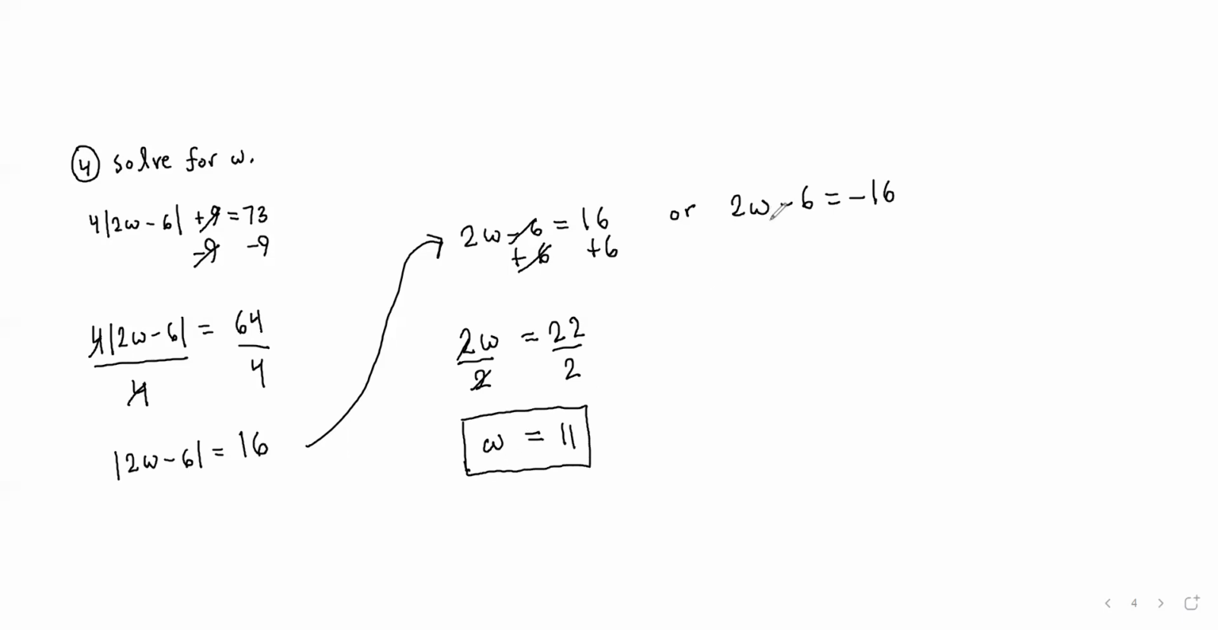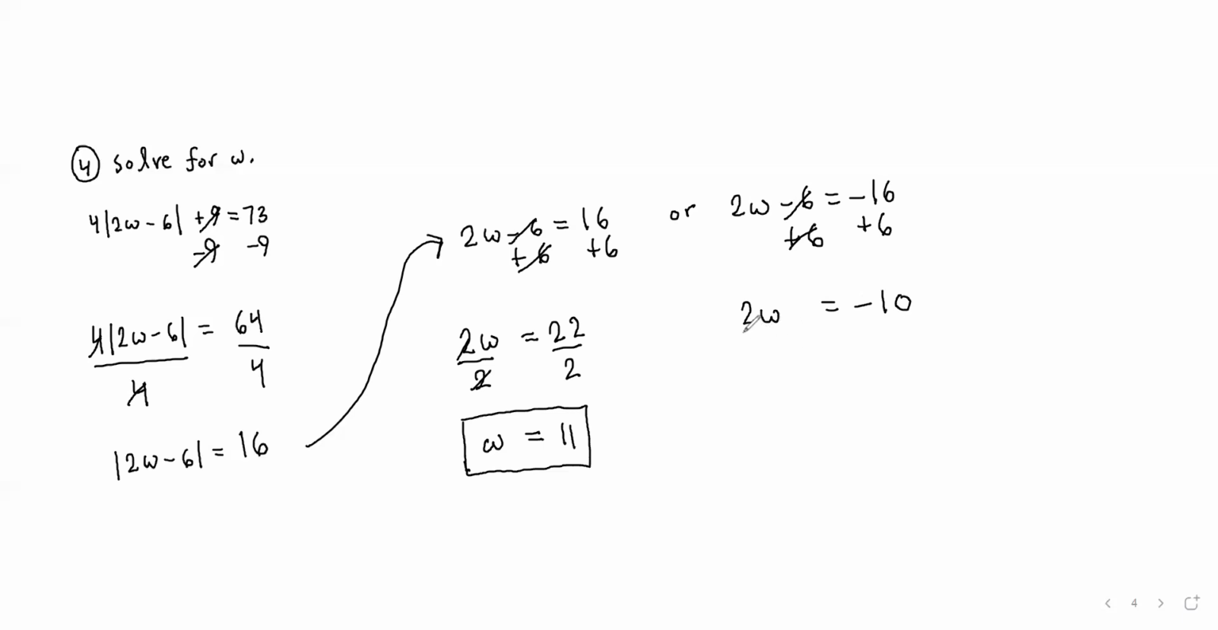Now for the answer to the problem on the right, we have 2w minus 6 is equal to minus 16. Go through the same process. We're going to add a 6 to both sides. The minus 6 and the positive 6 add to 0, so on the left we just have a 2w. And on the right, we have minus 16 plus 6, which is equal to minus 10.